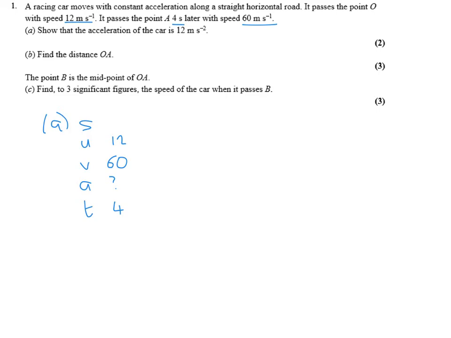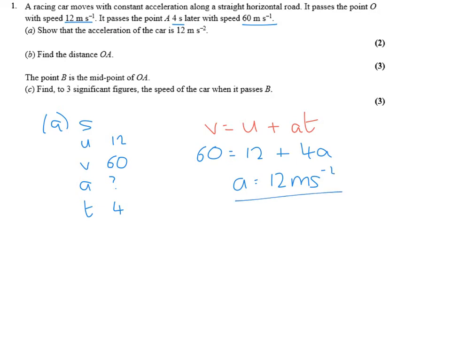The formula for V, U, A and T is V equals U plus AT. So then you can just sub in your values. 60 equals 12 plus 4A, and rearranging you'll be able to prove that A is 12 metres per second squared.